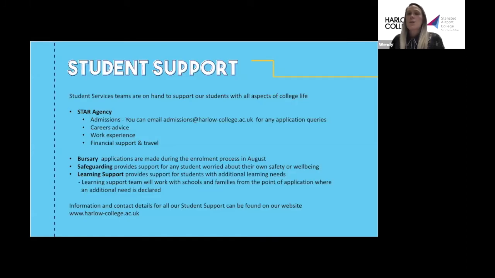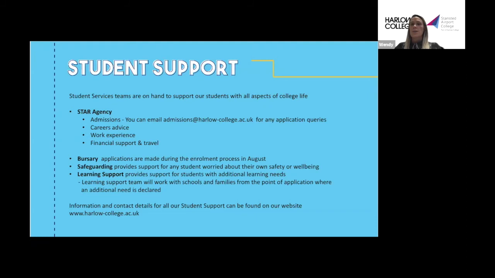We have a fantastic student services team on hand to support our students with all aspects of college life. The Star Agency will offer support and advice relating to admissions. They can give careers advice, help source work experience, and also offer advice on financial support and travel. They can also support with bursary applications, and this will take place during the enrolment process.